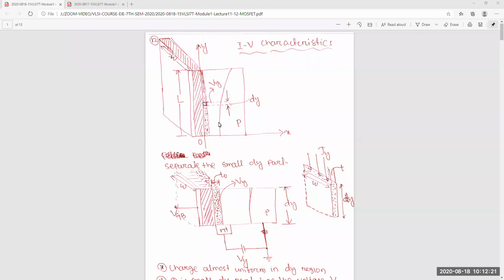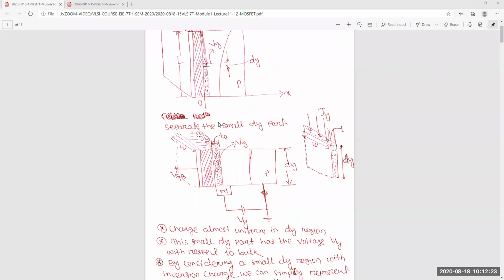Now think about this. This small region is nothing but a source of charge. Here is the oxide, metal, and this is the substrate. We can enlarge or zoom this point to here. You can see, we separate the small dy part and zoom this part, so you will see the picture here.